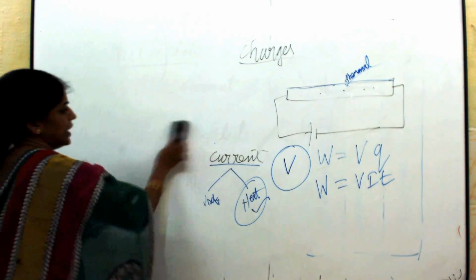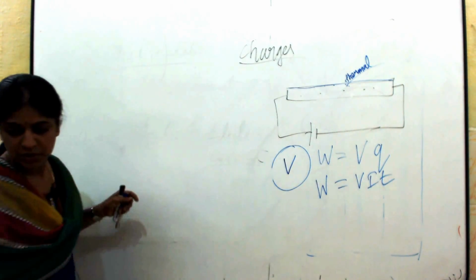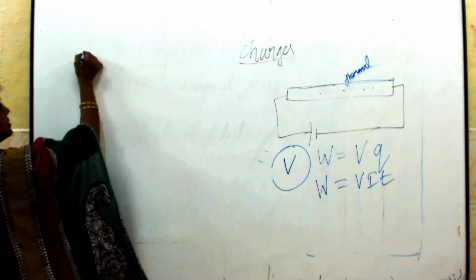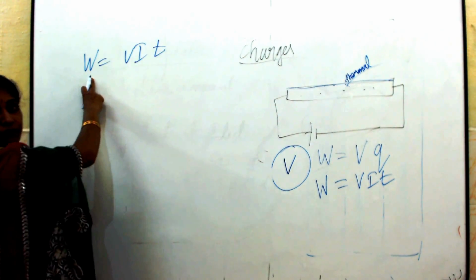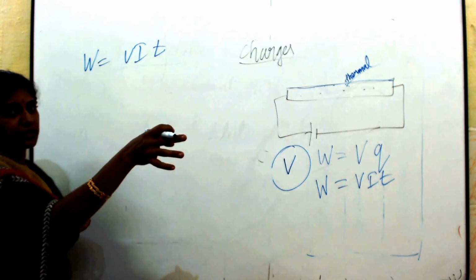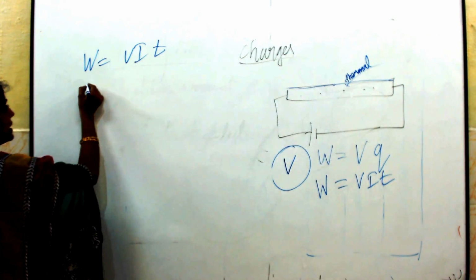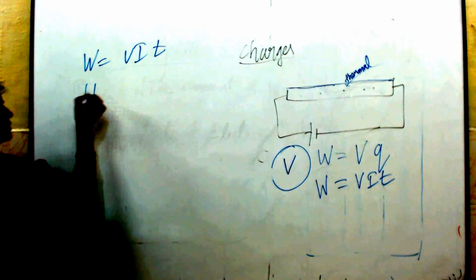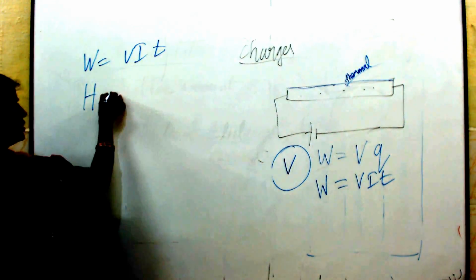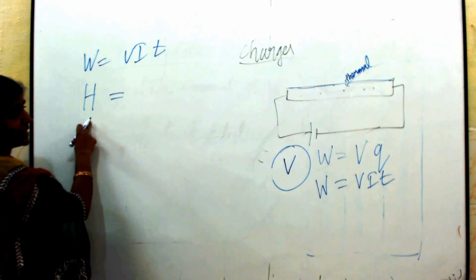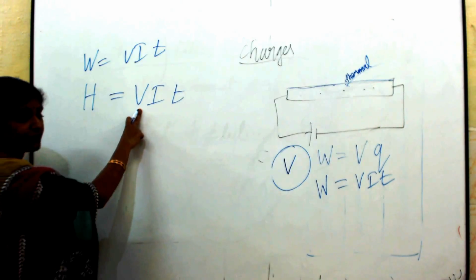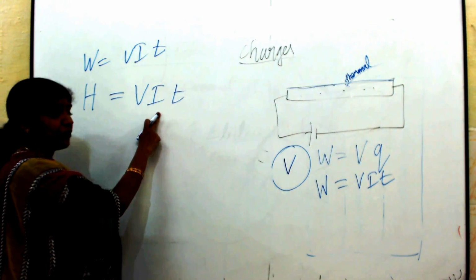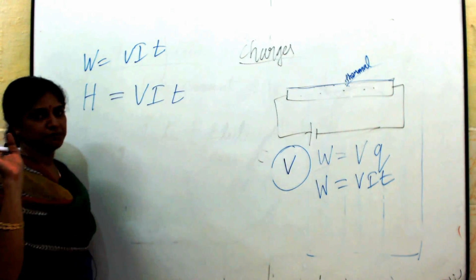Now this heat effect is seen in the resistor. W equal to VIT. This work done, we call it the thermal energy, and it is stored in the resistor in the form of heat, that we call the heat energy. So the heat produced in the resistor will be equal to VIT, where V is the voltage given to the conductor and I is the current flowing in the conductor for a time t.